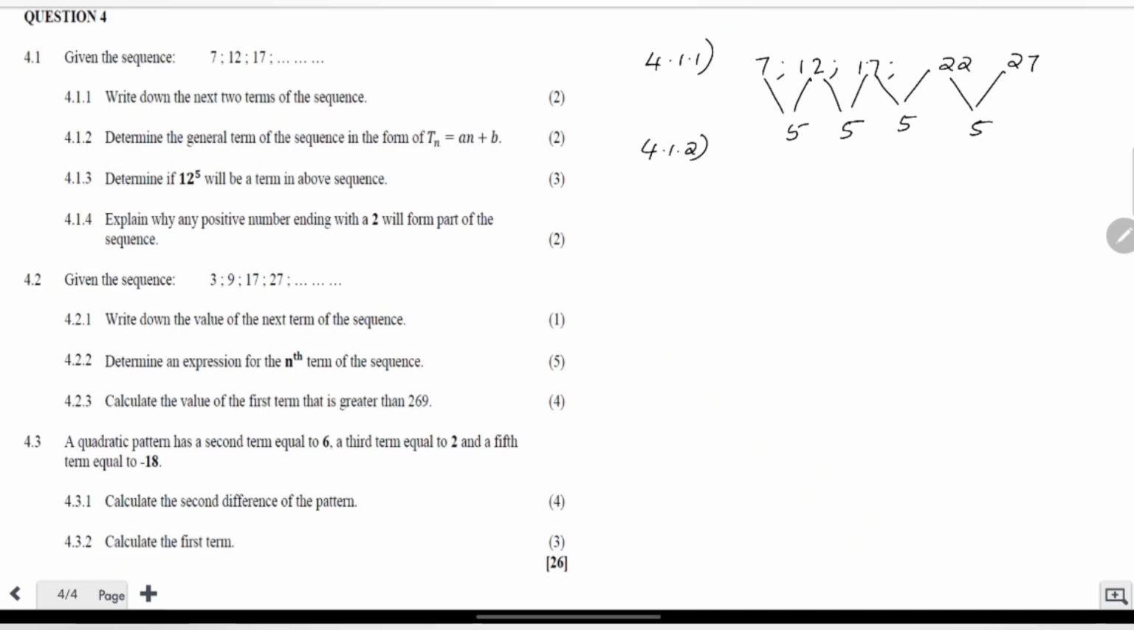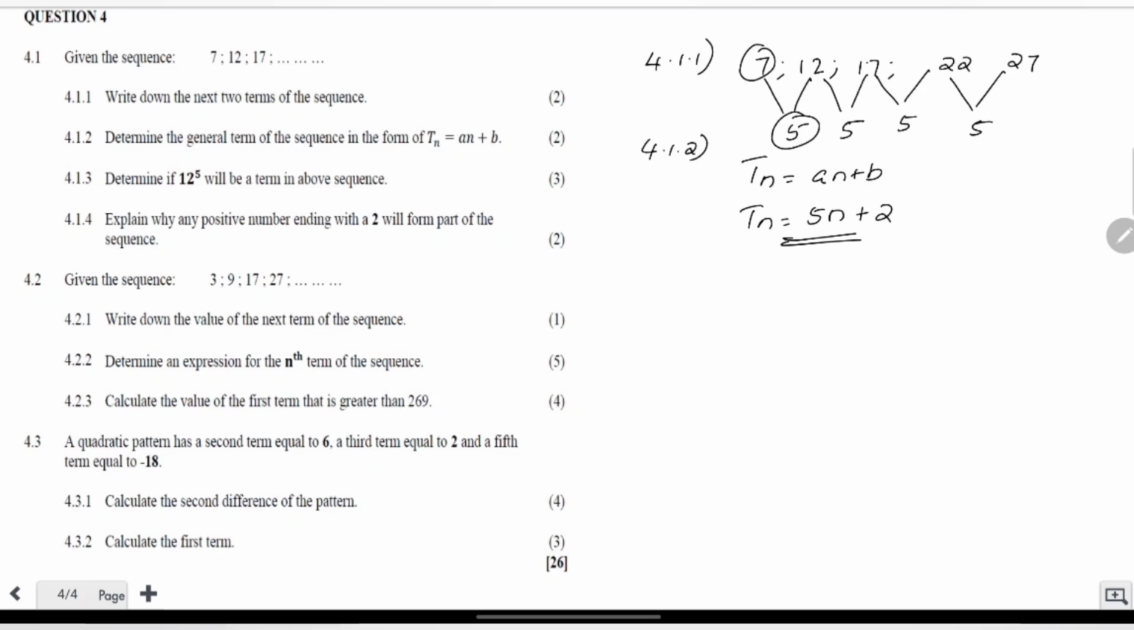Determine the general term. Now you know that if it is a linear pattern, the formula is Tn equals an plus b, where a is equal to 5n, and b is 7 minus 5, which is going to be 2. So we got it. This is the answer, 5n plus 2.